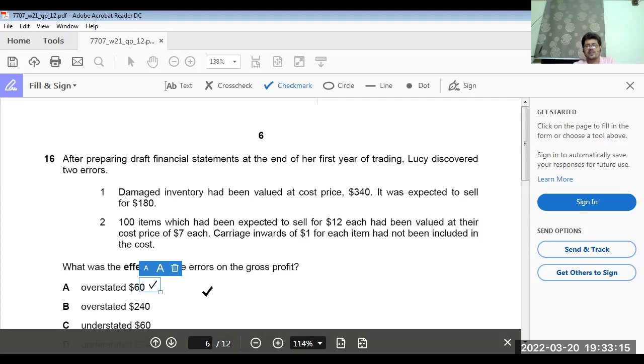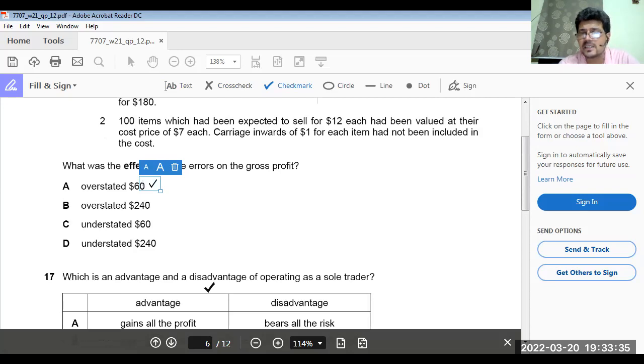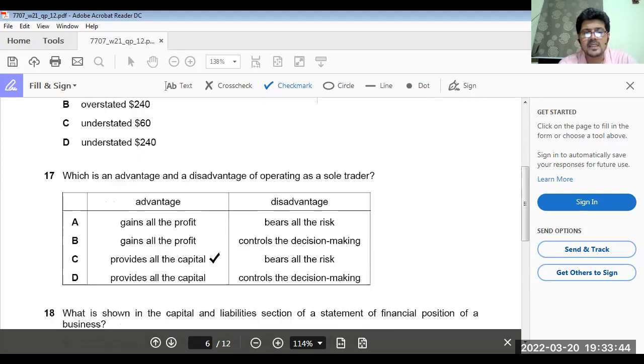And for $100, when we increase the cost of closing inventory by $100, what will happen? Our closing inventory is increased, cost of sales is decreased, and profit is increased. So there is a difference of 100 and 160. So the total error is, at this time, without solving these errors, our gross profit is showing $60 overstated.